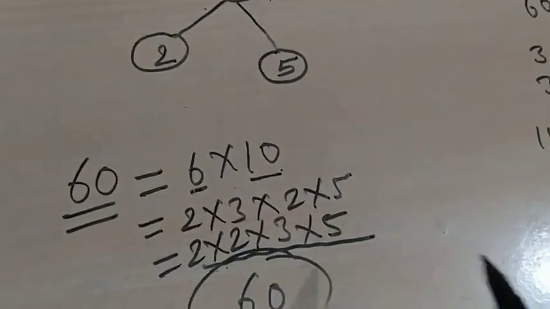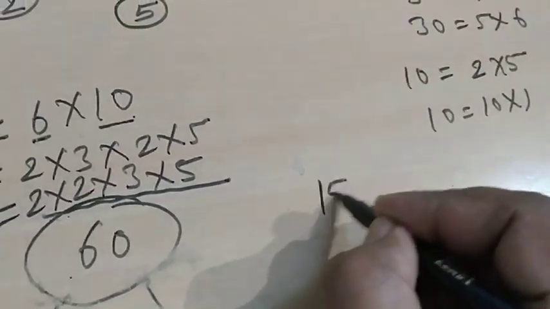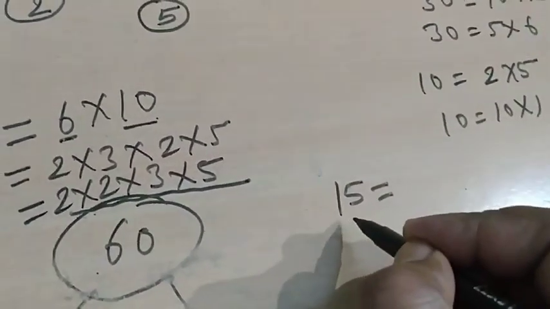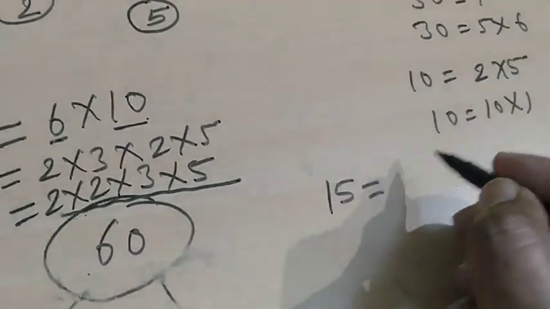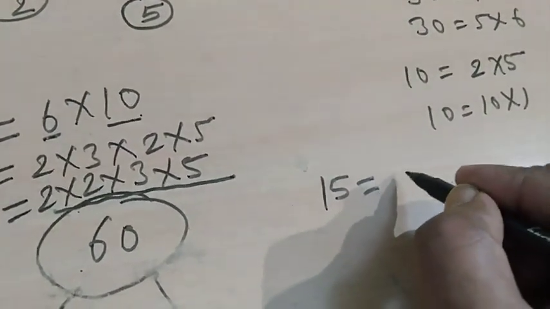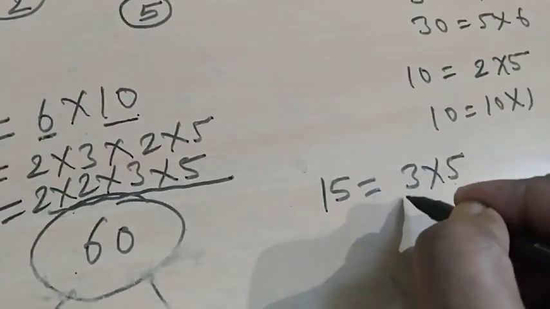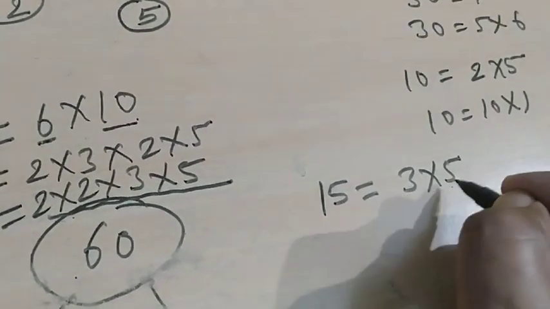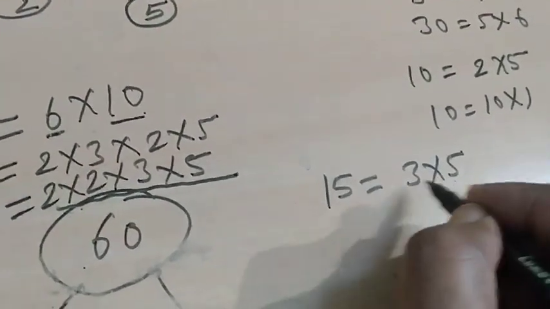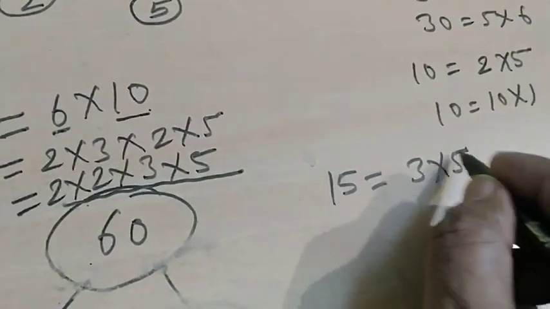Okay, you can see in more numbers. 15 is a composite number. If you write 15 as the product of prime numbers, this is called prime factorization. So you can write 15 as 3 into 5. You can see here 3 is a prime number, 5 is a prime number, the product of two prime numbers. Okay, so 15 you can write 3 into 5. This is called prime factorization of a number. Clear?